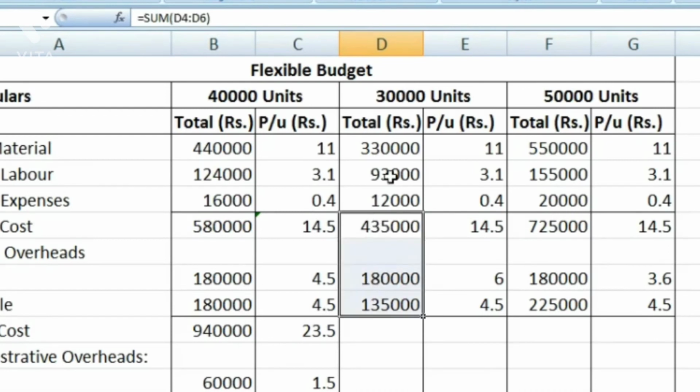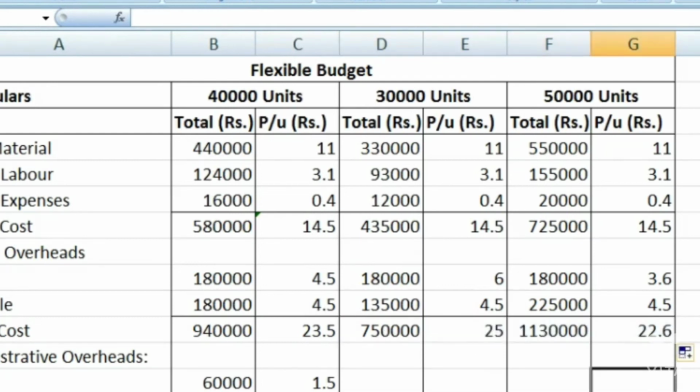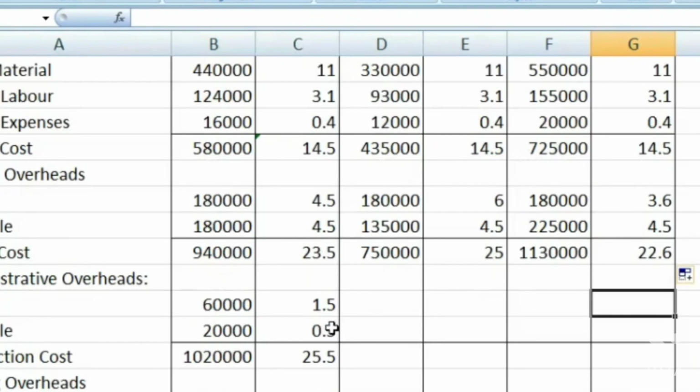Here the total is 7,50,000, and like this the total of all. Is it clear or not? Everybody check on your calculator. If it is correct, then we will go ahead. Correct. Okay.